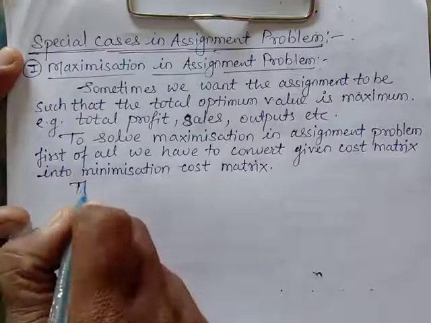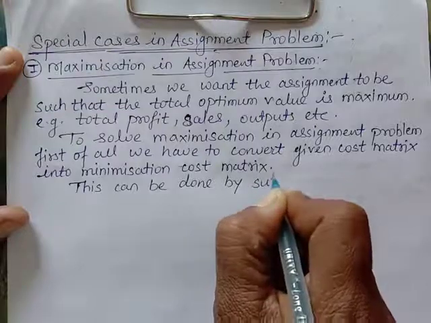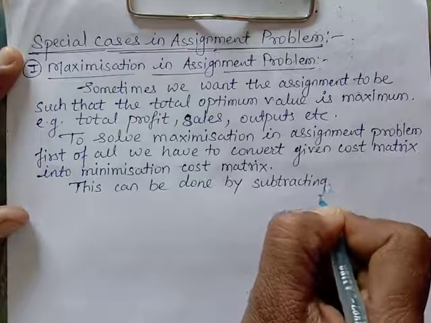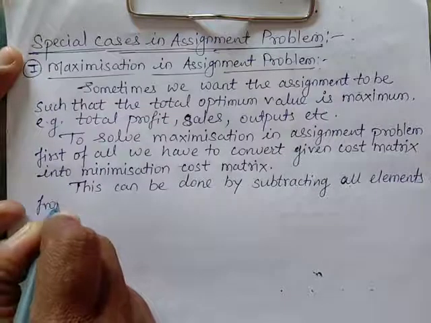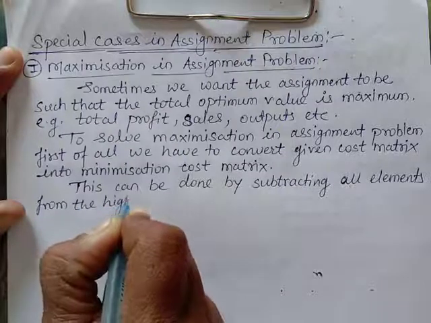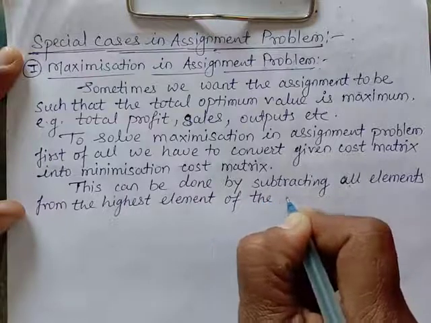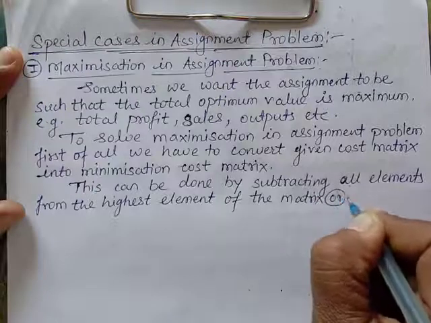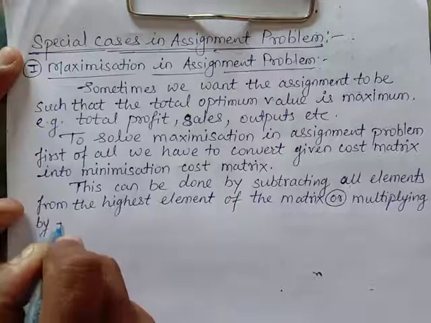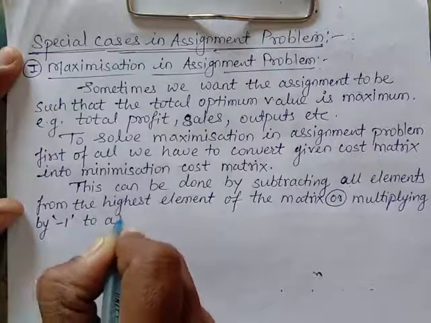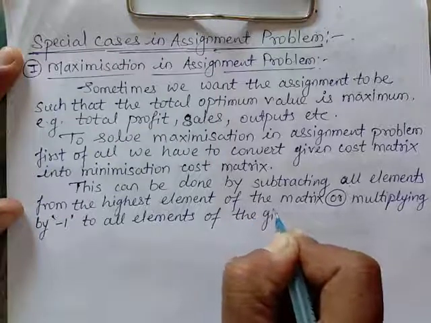Now here this can be done by subtracting all elements from the highest element of the matrix, or another way is multiplying by -1 to all elements of the given cost matrix.